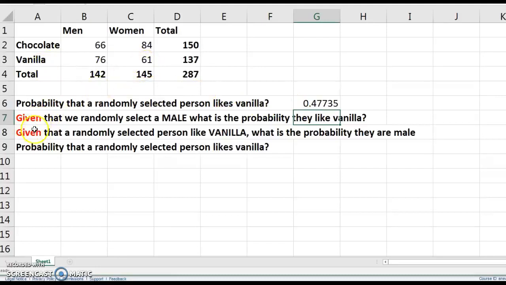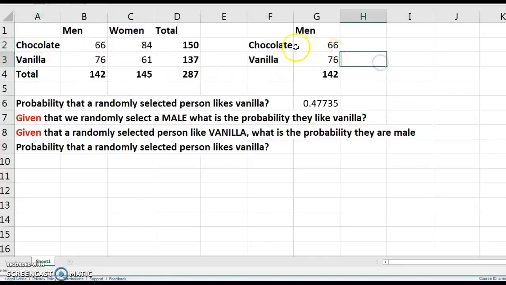Now, the conditional probabilities are usually given away by the word given if they're written out. So given that we randomly select a male, what's the probability they like vanilla? The key here is that we're given we have a male. So stop looking at this entire chart and just look at the male column. Bring that over here. So if we're just looking at the male, what's the probability they like vanilla? Well, I should probably bring these over too so we can see it. The probability they like vanilla is 76 out of the 142. So what we've done is we've changed our numbers here because we're only looking at the male column.